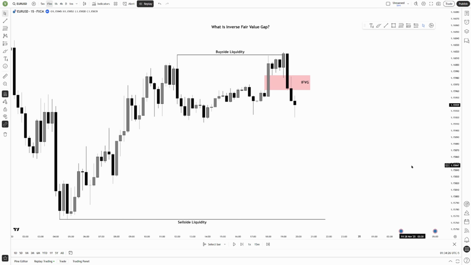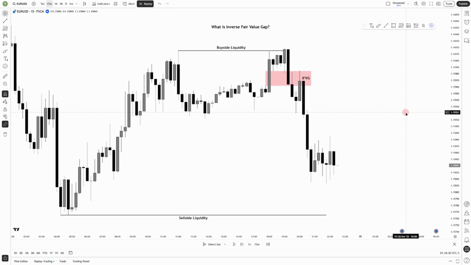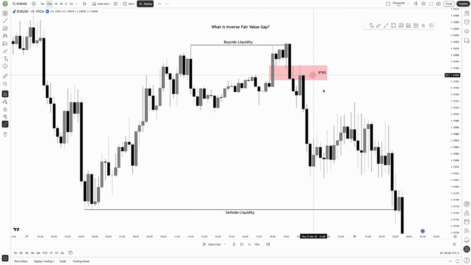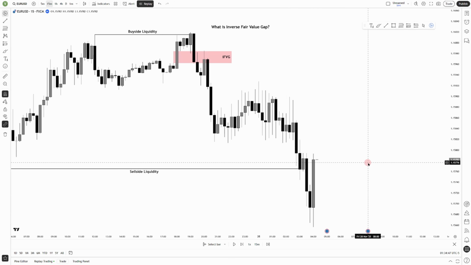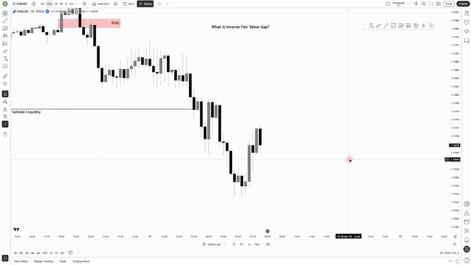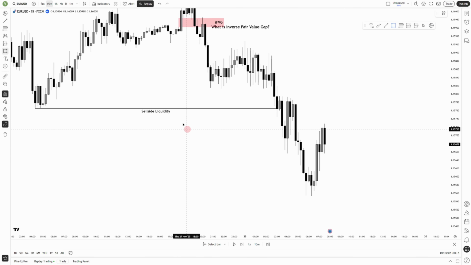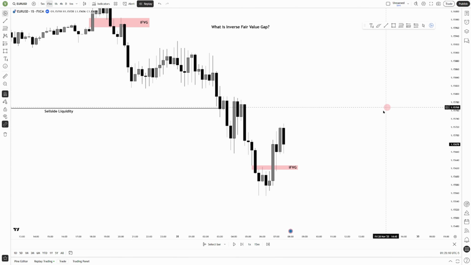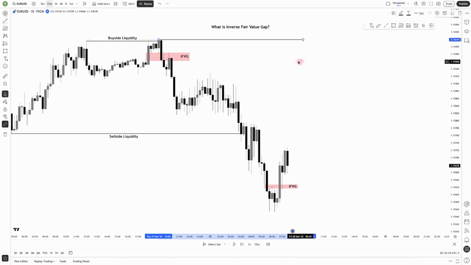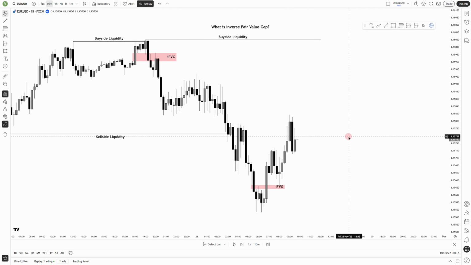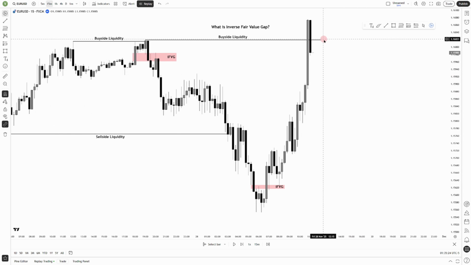Notice how price retraced to the inverse fair value gap and started moving lower, eventually ending up sweeping our sell-side liquidity. So now our sell-side liquidity has been swept, and we will look for an inverse fair value gap. So now we have an inverse fair value gap, which simply means that the price will go to the upside towards our buy-side liquidity level. Here, the price retraced back to the gap and went straight to the buy-side liquidity.